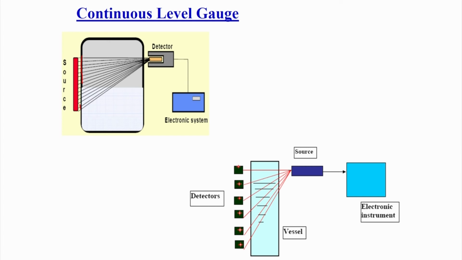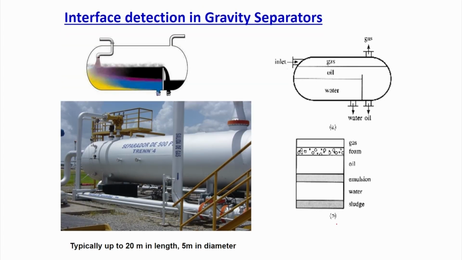Similarly, we can do it both ways. The source can be multiple and the detector one, or the source one and the detector multiple. We can do continuous liquid level measurement inside, okay.